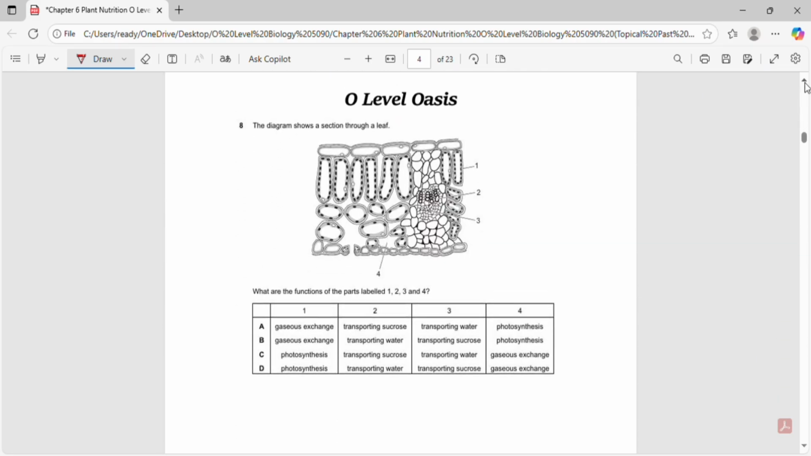Then we come to the next multiple choice question. It begins by saying, the diagram shows a section through a leaf. After that, it asks, what are the functions of the parts labeled 1, 2, 3, and 4? In this diagram, we are shown a cross-section of a leaf, and 4 specific parts have been clearly labeled. Let us go through them one by one.